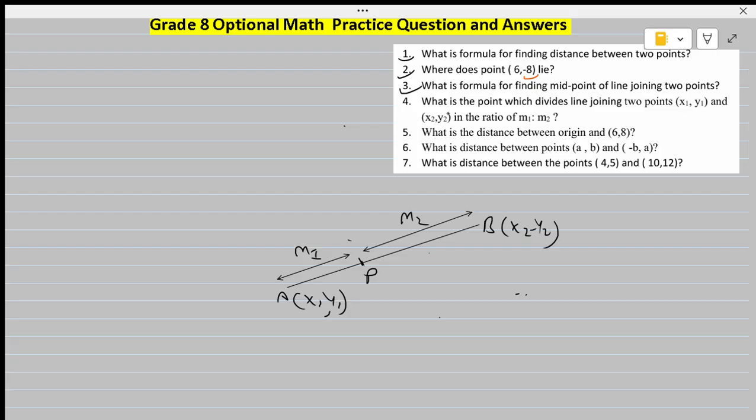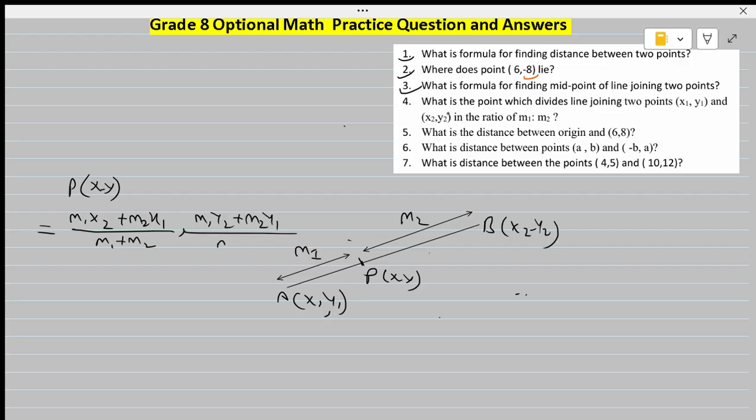So the dividing point, its coordinates we take as P(x, y) equal to m1 into x2 plus m2 into x1 divided by m1 plus m2, this for x, and m1 into y2 plus m2 into y1 divided by m1 plus m2. This way we get the calculation, and that point will be the dividing point. So I made it clear with number 4.